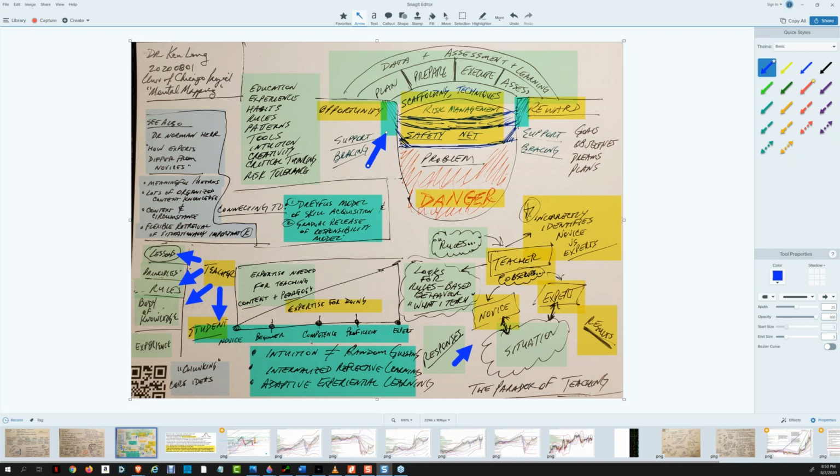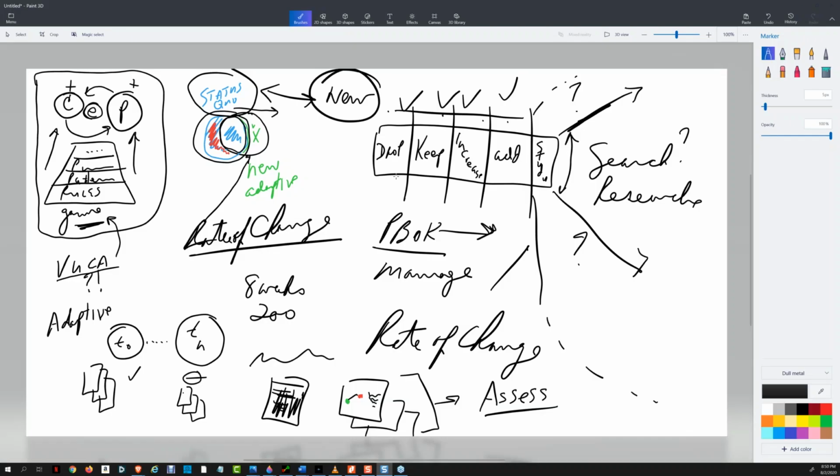So as we go through this little process of deciding what to drop, what to keep, what to increase, and what to add, those decisions are needed because there is some rate of change happening in the world from the current moment to some future moment.